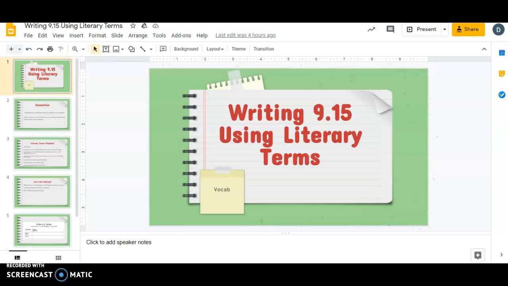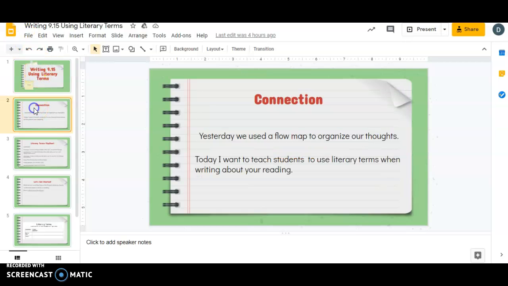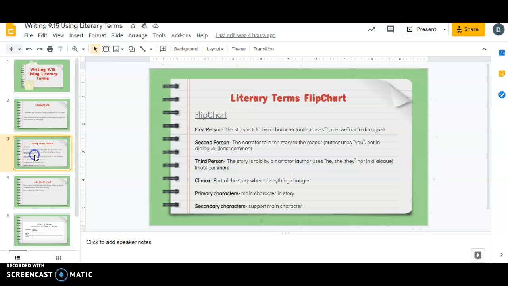Hey guys, so today in writing we're going to focus on using literary terms, which is just a fancy way to say we're going to use different words to describe what we're reading and writing about. And a bunch of these terms are words you've already heard of before. So yesterday we used a flow map to organize our thoughts and to really talk about important events that are happening in the story. So today we're going to talk about those events using those really good literary terms or words to talk about our writing.